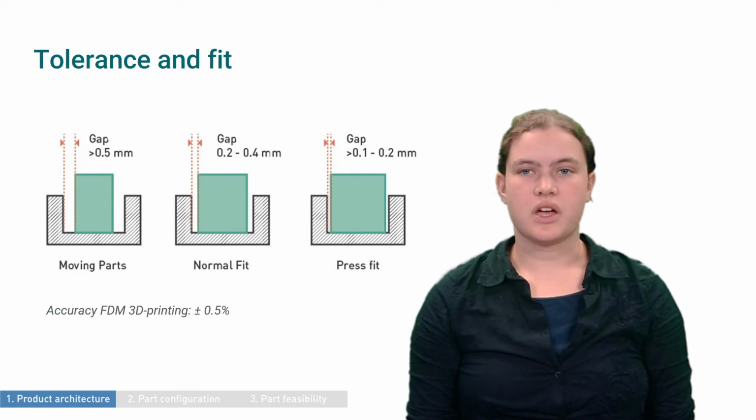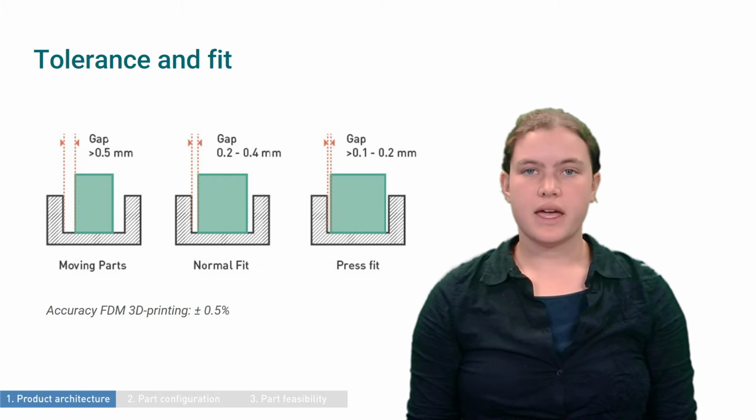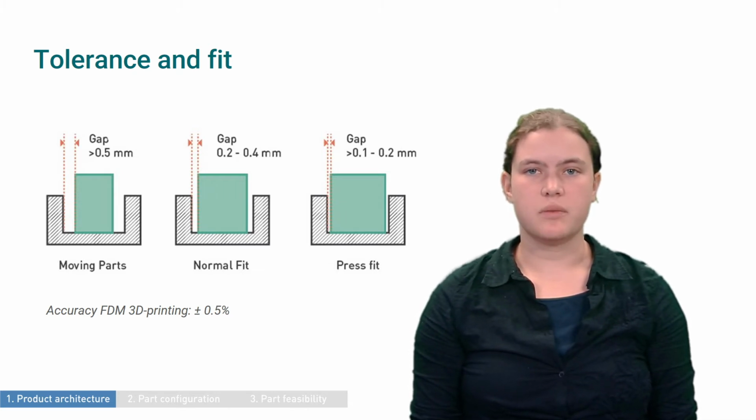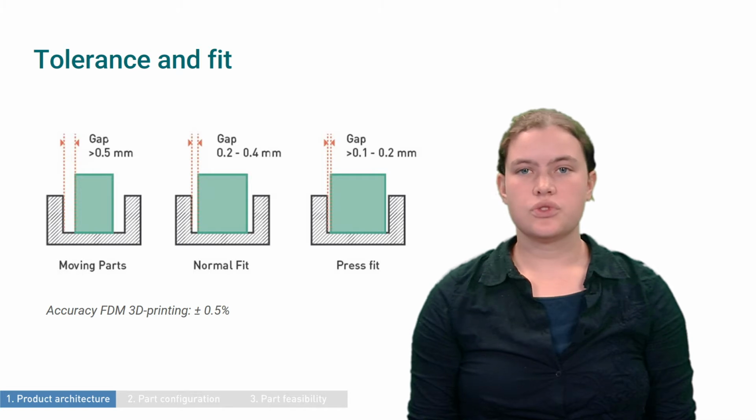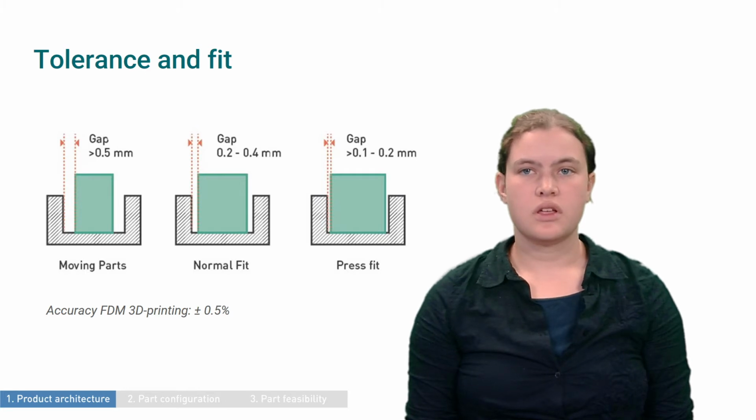Note that this gap size is a rule of thumb and that it will also depend on the accuracy of your printer. Getting gaps smaller than 0.5 mm will be tricky on most printers. To ensure the right fit, it is good to do some testing before printing your final part. You might also need to do some post-processing, such as sanding, to make your part fit.